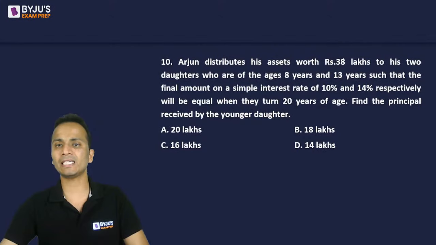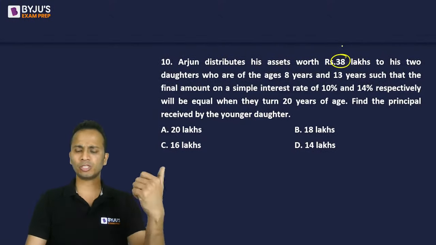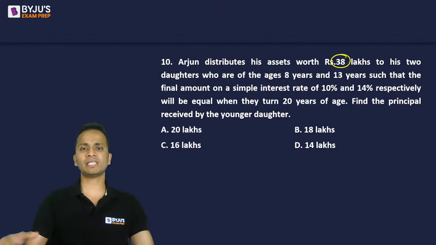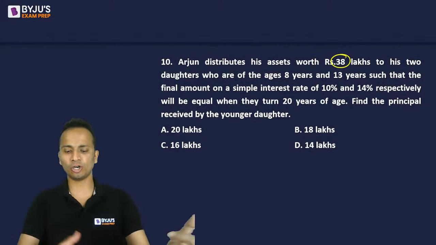So 38 lakhs, it is divided in two daughters. So 38 lakhs, फर्स्ट डॉटर के पास कितना गया था, सेकंड डॉटर के पास कितना गया था, और यंगर डॉटर के पास कितना गया था, एल्डर डॉटर के पास कितना गया था.